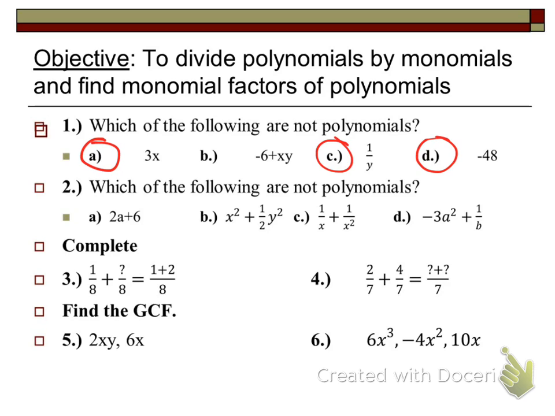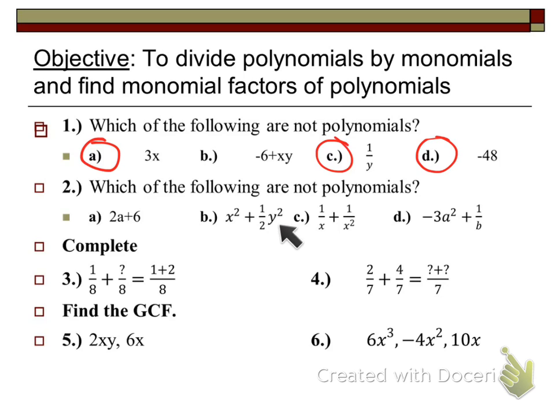All right, on number 2, which of the following are not polynomials? What do we think? How many terms do we have on A? 2. 2A and 6. We can't combine those. So that one is a polynomial. What about on letter B? How many terms? 2 terms again. They can't combine because we've got an x squared and a y squared. 2 different terms, they can't combine.